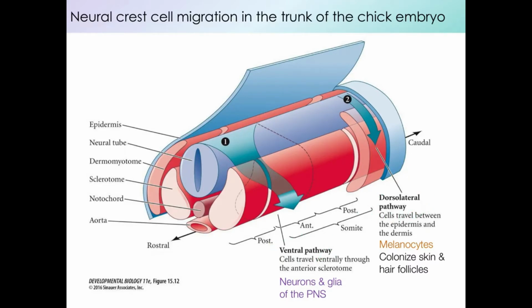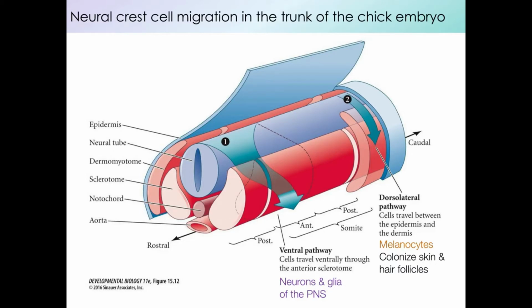The cells that migrate ventrally migrate through a portion of mesoderm that's known as the sclerotome. And the sclerotome is simply a portion of the somite that's going to give rise to the cartilage of the spine. So the cells that take the ventral pathway migrate through the anterior portion of each sclerotome, and they give rise to neurons and glia of the peripheral nervous system.